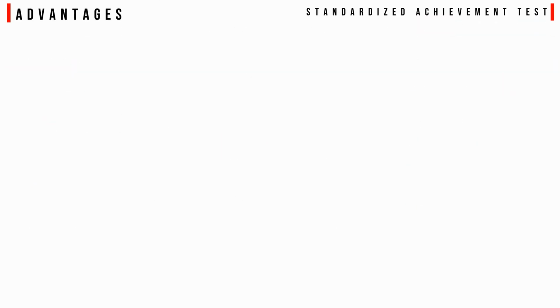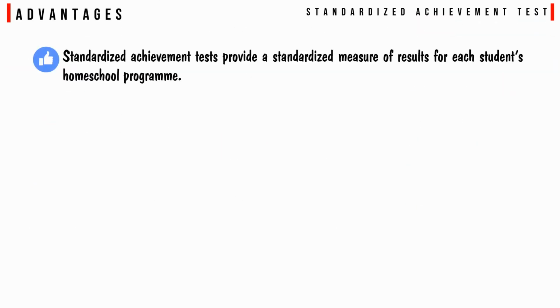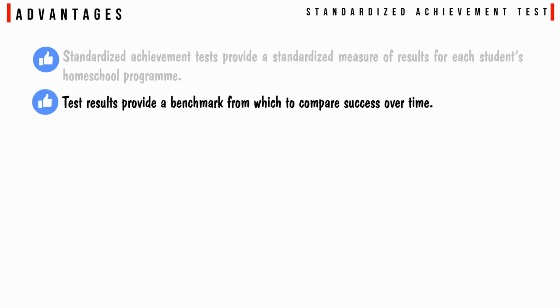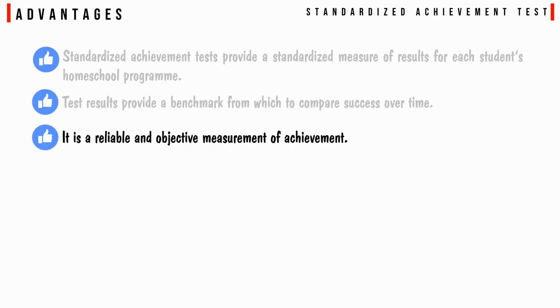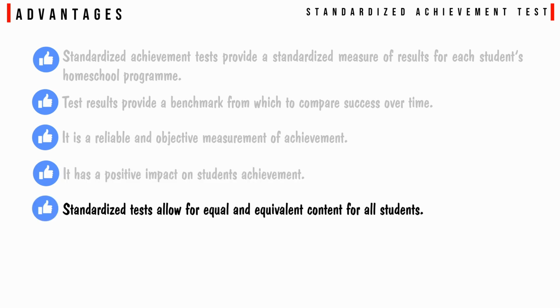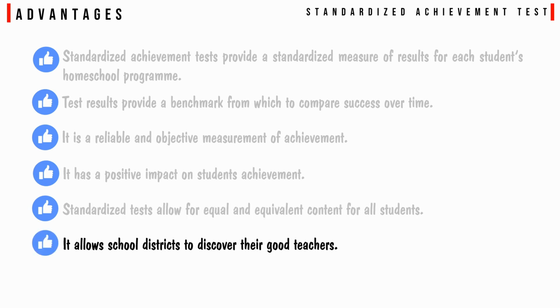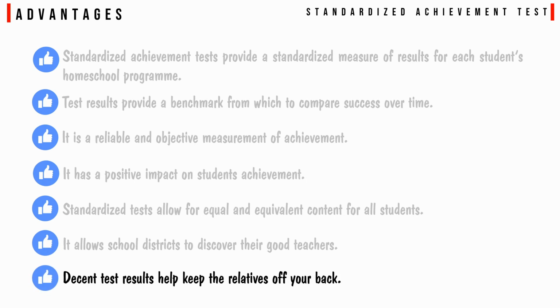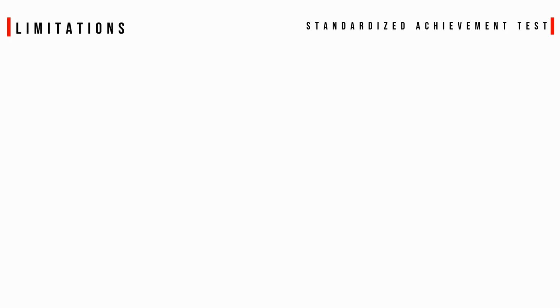Advantages of standardized achievement test. Standardized achievement tests provide a standardized measure of results for each student, including in homeschool programs. Test results provide a benchmark from which to compare success over time. It is a reliable and objective measurement of achievement. It has a positive impact on students' achievement. Standardized tests allow for equal and equivalent content for all students. It allows school districts to discover their good teachers. Decent test results help keep the relatives off your back.